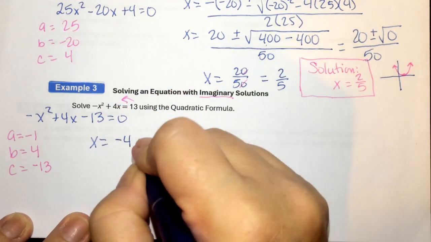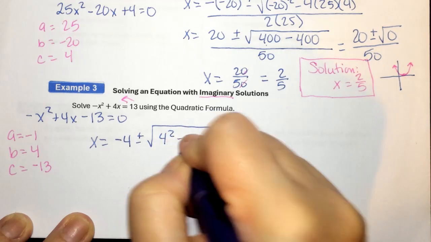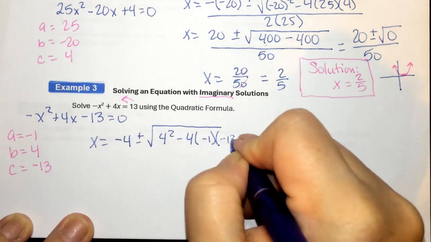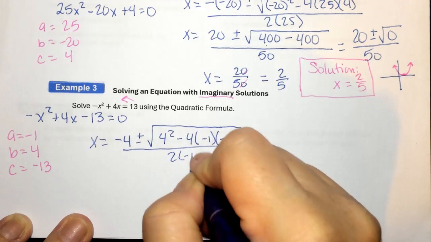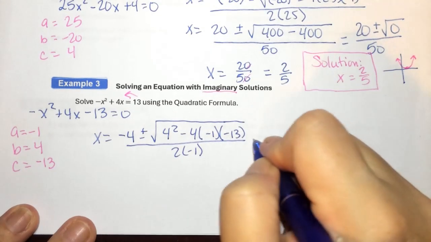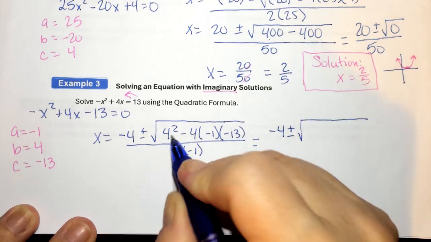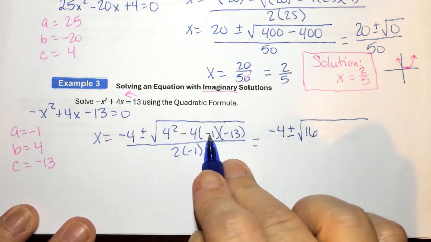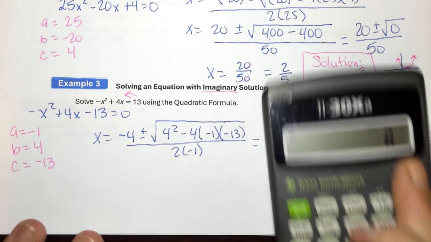So negative b plus or minus the square root of b squared minus 4 times a times c, all over 2a. And now we're just going to simplify. So we have negative 4 plus or minus 4 squared gives us 16. We have a negative 4 times negative 1, so that would give us positive 4. Here, I'll show you in the calculator.